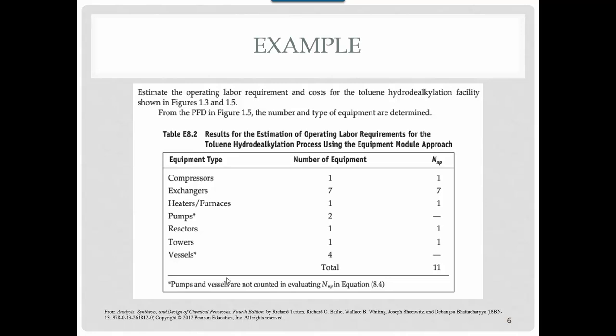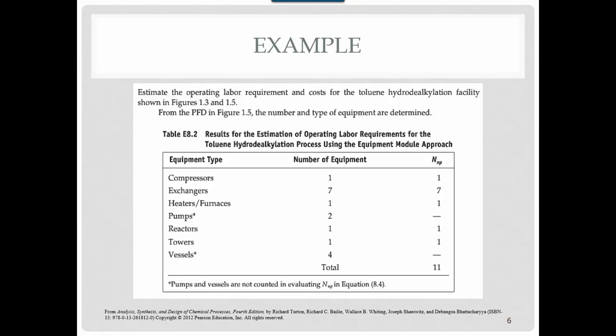Okay, so now let's just look at a little example here. This is one out of the textbook, and they want you to estimate the operating labor requirements and costs for a toluene hydrodealkylation facility. And this is an example that they've just kind of continued throughout the textbook. They have come up with a design that required this equipment: a compressor, 7 exchangers, a furnace, 2 pumps, a reactor, a tower, and 4 vessels.